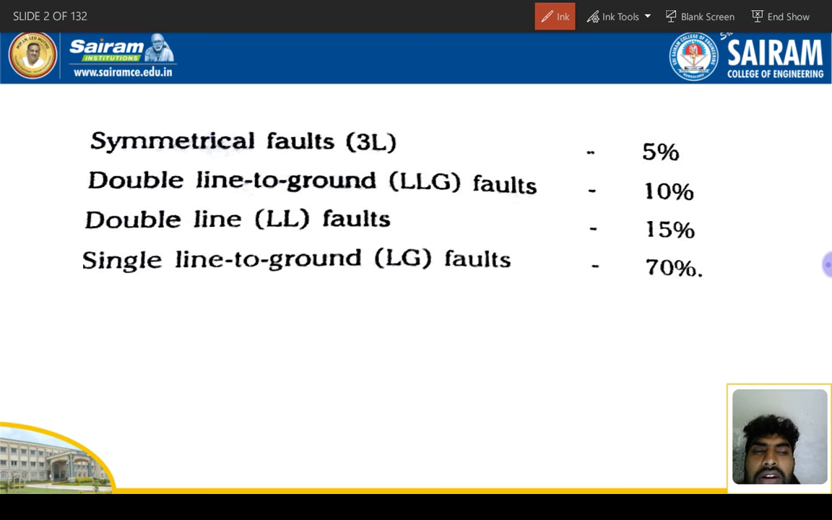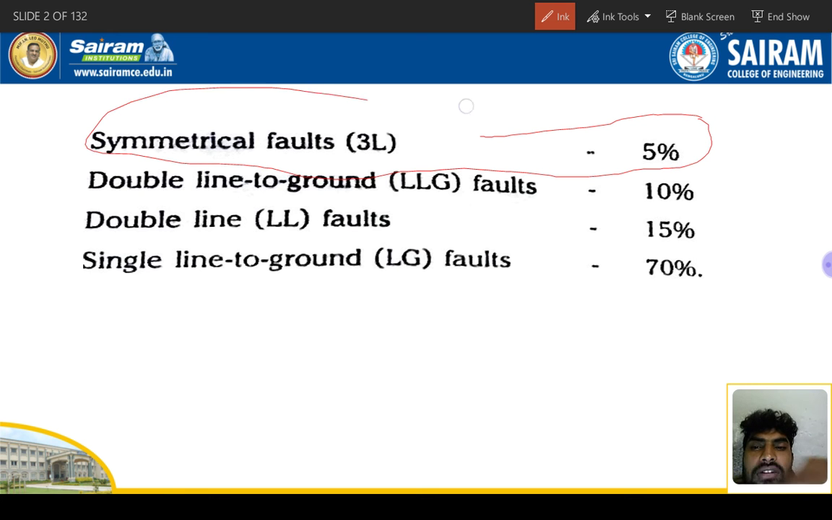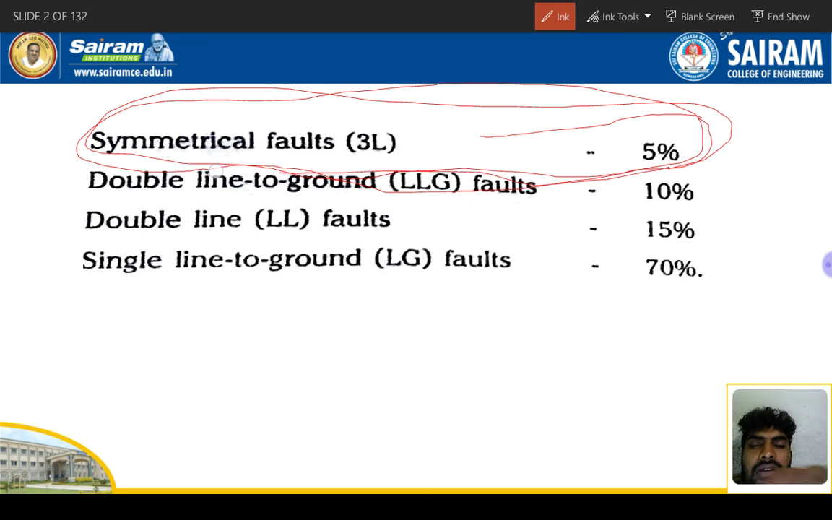See here, the symmetrical fault, the 3L fault, is only 5% but very dangerous. Keep it in your mind. Definitely one question they may ask in your competitive examination is which fault is more dangerous. A three-phase fault, that too only 5%. Equipment will be damaged, or a person will get damaged by the shock. So we rarely get this fault.